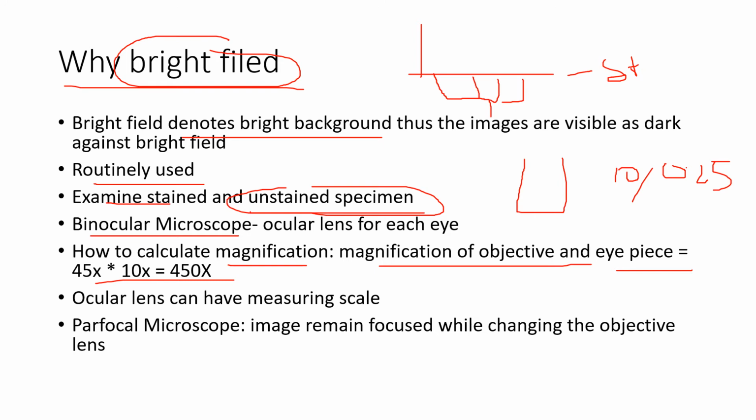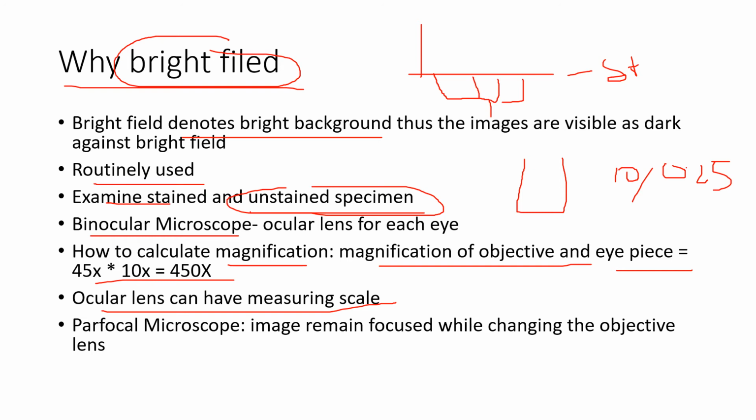So the final image is 450 times magnified as per the object. Ocular lenses have a measuring scale. Now what if you want to measure bacteria? What if you want to measure how far apart the bacteria are on the specimen? We can simply use ocular lenses, and there are also slides which consist of measuring scales, and that's how we can measure our bacterial size.